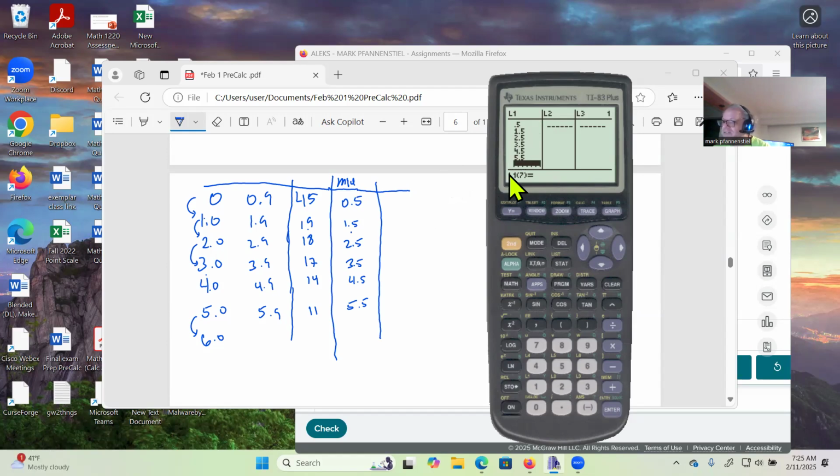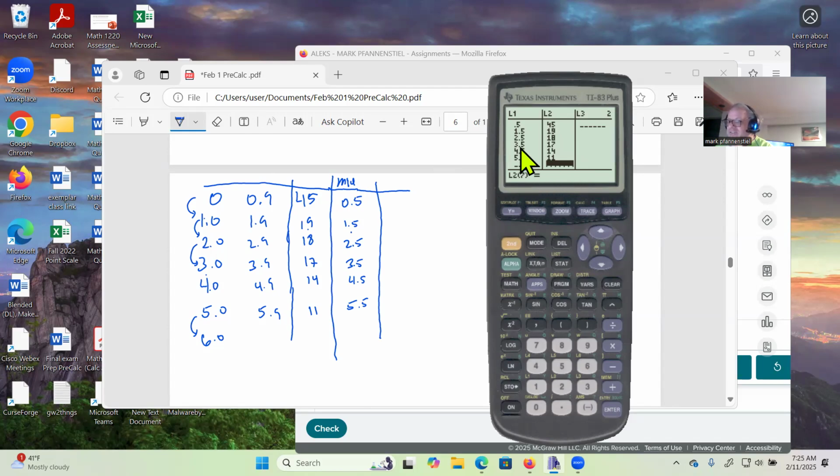These are our data points. In list two, we're going to go ahead and type in the frequency. So this is our 45. We're just going to type in 45, 19, 18, etc. So we have 45, enter, 19, enter, 18, enter, 17, enter, 14, and 11. And then look at this. We're going to double check to make sure list one and list two have the same number of elements in them. And they do. They match. We're perfect.